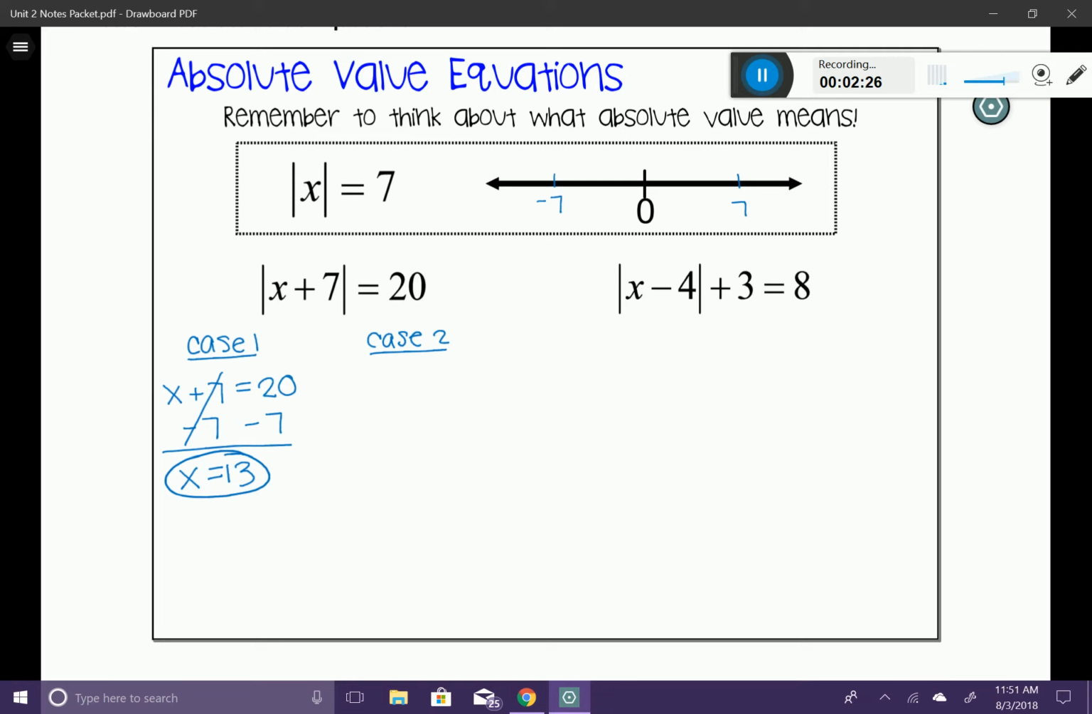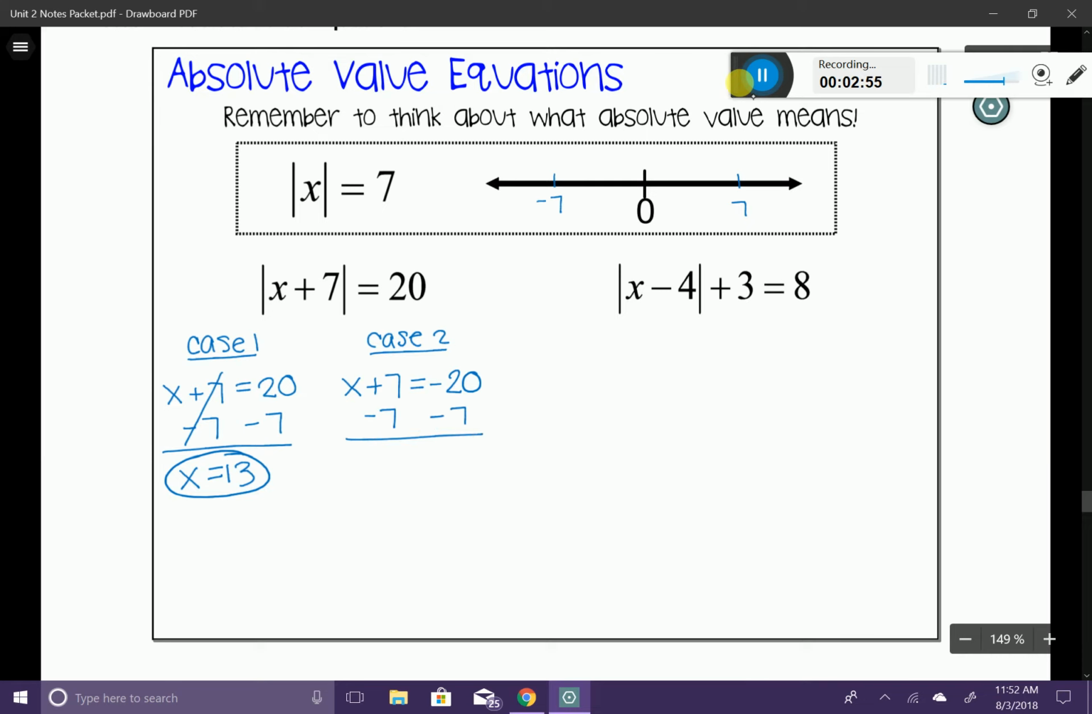But I also have case 2 to worry about. Case 2 is where something changes. Let me show you what changes. I'm going to write down x plus 7, but the thing that's going to change is the 20. Right now it's a positive 20, and I'm going to intentionally make it a negative 20. By doing that, I'm going to account for both the positive and the negative of the variable. So let's go ahead and solve it. That's going to leave me with x is equal to negative 27. So you can see that I have two answers here, just like I did in that top example.